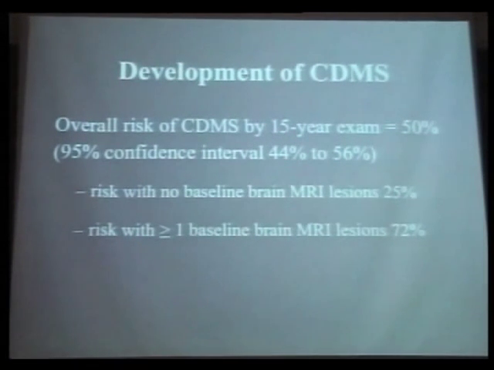So the overall risk of developing MS at 15 years is 50%, but I think that's a useless statistic. The real statistics are the bottom two lines. With no baseline MRI lesions, your chances that your patient will develop MS over 15 years is 25%. And if they have one or more lesions, it's 72%. And that's what you can tell them.